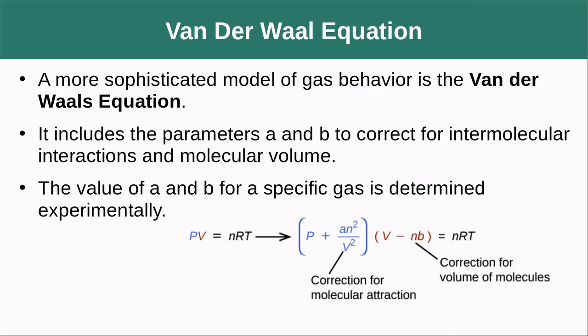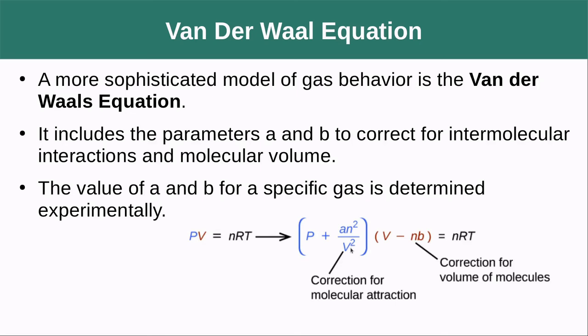And finally, we're going to talk just a little bit about the van der Waals equation. This is a more sophisticated model of gas behavior. It includes the parameters A and B to correct for intermolecular force interactions and molecular volume. The values of A and B for a specific gas can be determined experimentally. So we have this equation here. This is one of the so-called cubic equations of state for gases. There are a few of them, like Dirac's and the virial expansion.